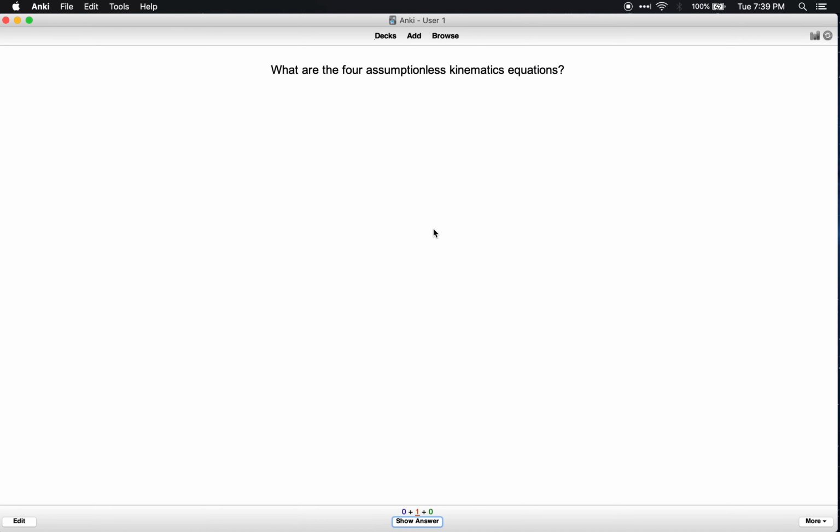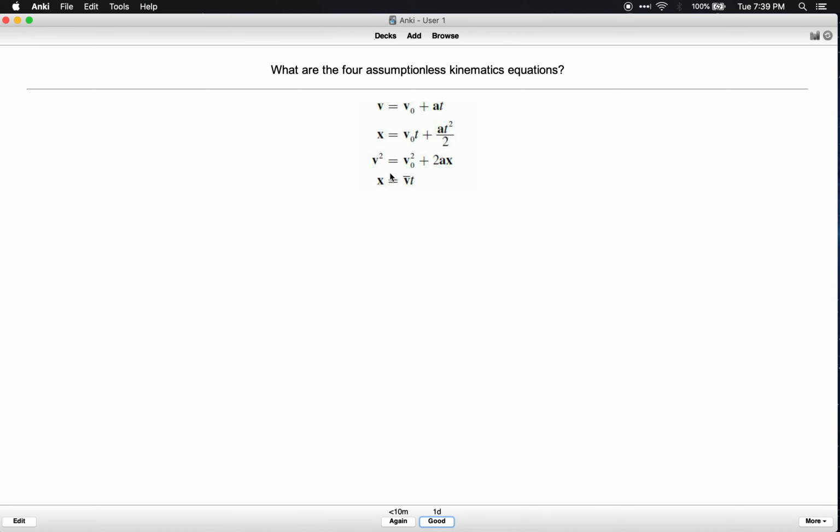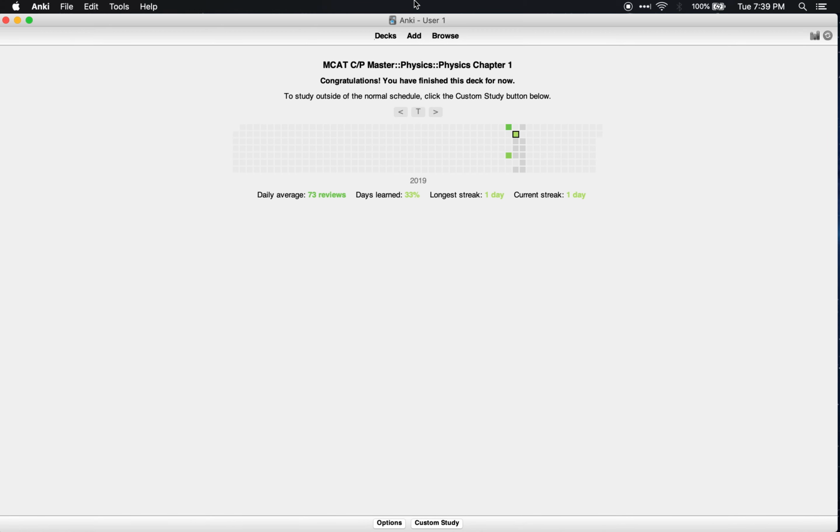Again, v equals v naught plus at. x equals v naught t plus 1/2 at squared. v squared equals v naught squared plus 2a delta x. x equals v bar t.